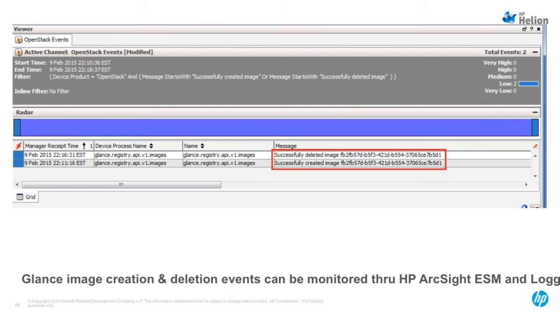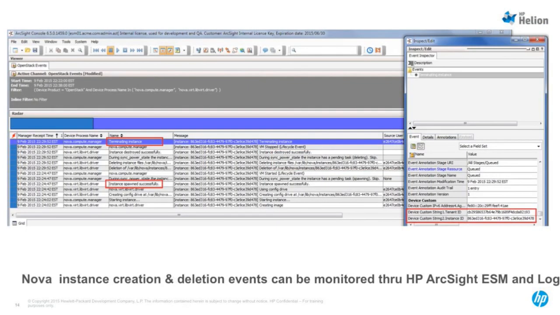It's a very simple configuration, and as long as Logstash is able to forward the logs in JSON format into these SIEM tools, it's very easy for an enterprise to monitor from a security standpoint for any sort of anomalies or any kind of events through their SIEM tools. Another example would be Nova instance creation and deletion events.